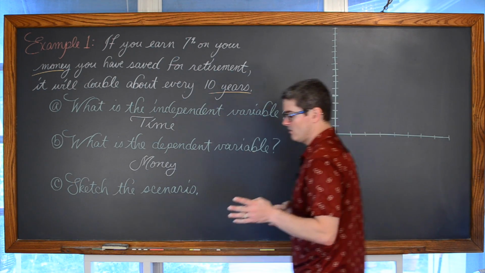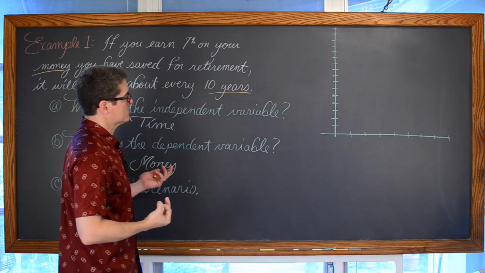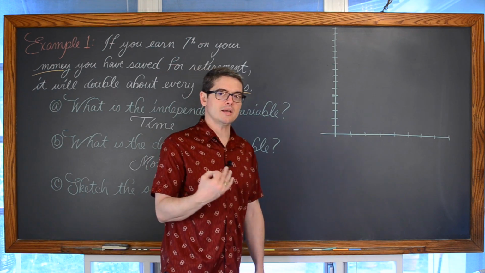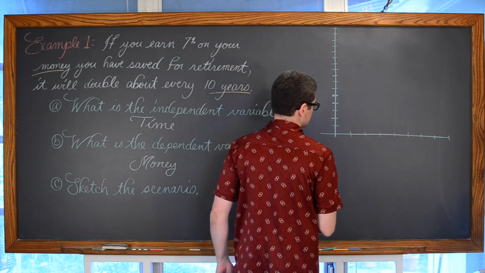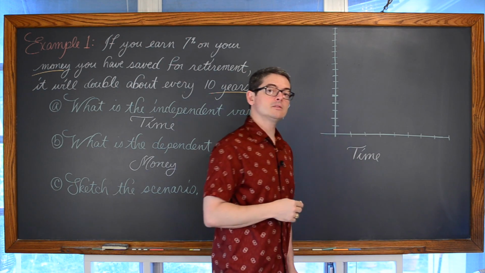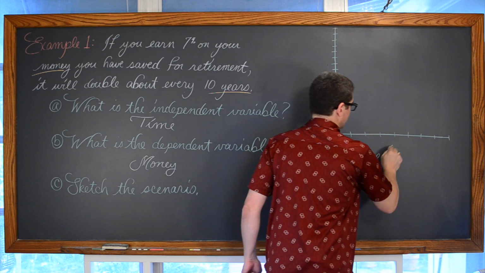Okay, well, my scenario, what would this look like as a sketch? Where does the independent variable go? It goes on the horizontal axis, the x-axis. So the horizontal axis is going to be time, and that is going to be in terms of years.